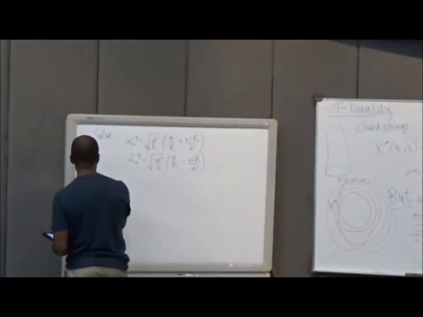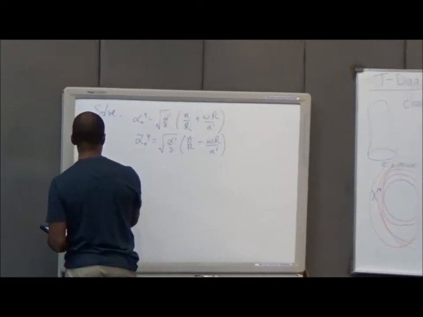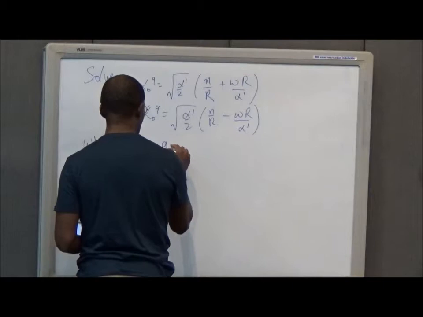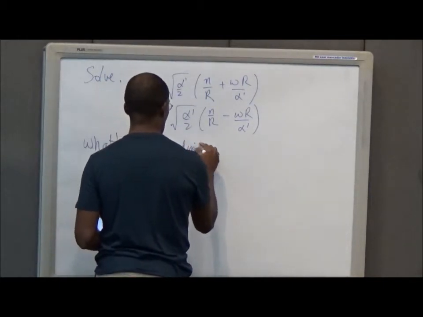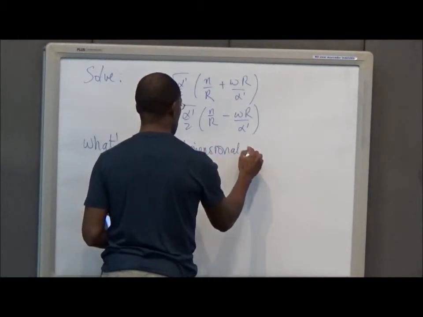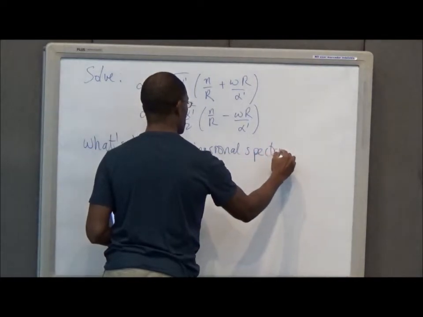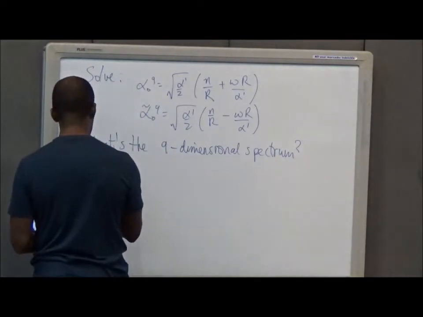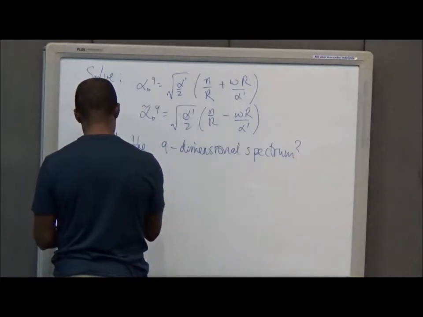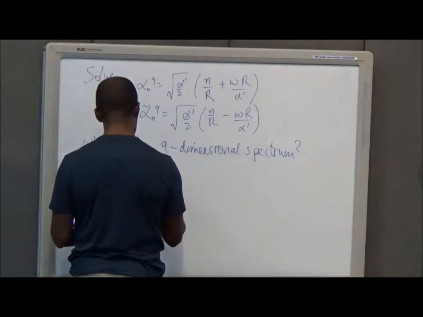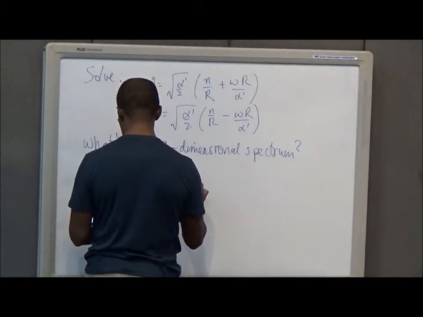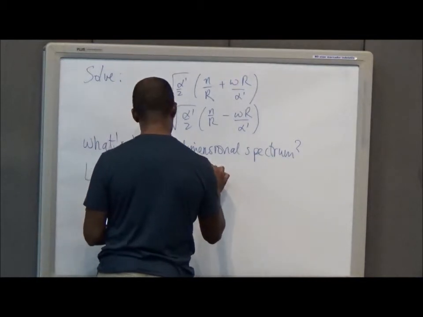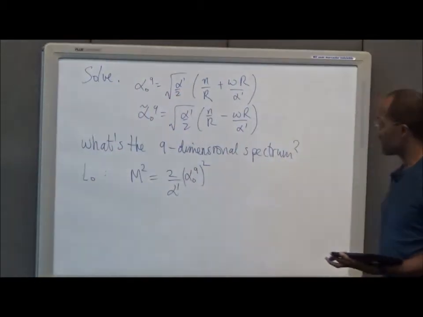Let me just tell you the result. So what's the 9-dimensional spectrum? Okay, so L0 gives me m squared equals 2 over alpha prime, so I keep the alpha 0 for the 9 direction part separate. Okay.